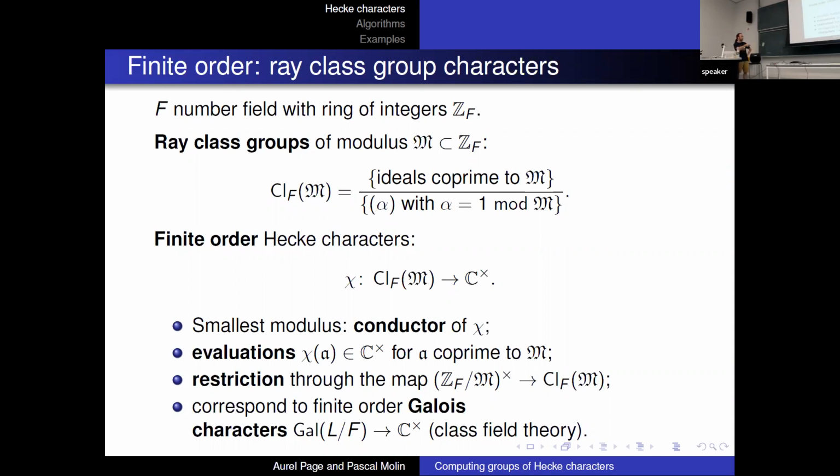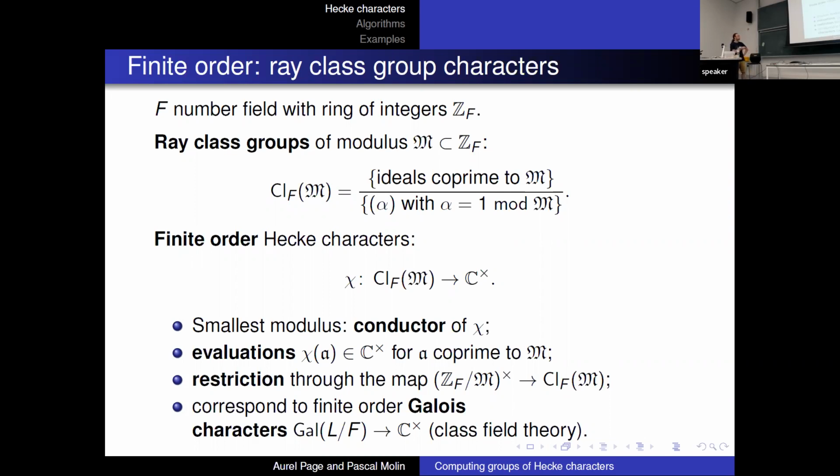Also, you have a map from the units of the finite ring Z_F modulo M to the class group, simply by sending an element that is coprime to M to the ideal that it generates. You can see that this map is well defined, and therefore for a given chi, you can restrict it to that group, and you get a character of this finite group. It may seem a bit arbitrary to do that here, but it's going to have a more natural incarnation a bit later.